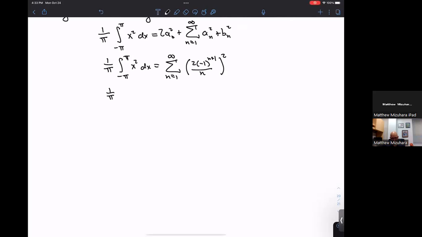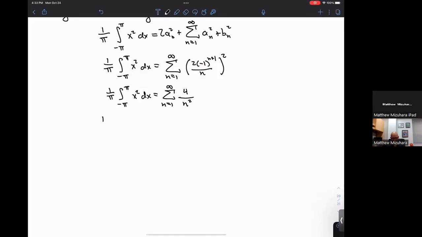1 over pi times this integral. I can evaluate that in a second. But let me start on the right-hand side here, this infinite sum. If I square everything, I'm going to get 2 squared becomes 4. Notice (-1)^(n+1): it doesn't really matter if I square this, it's all going to be positive 1. And then all over n squared.